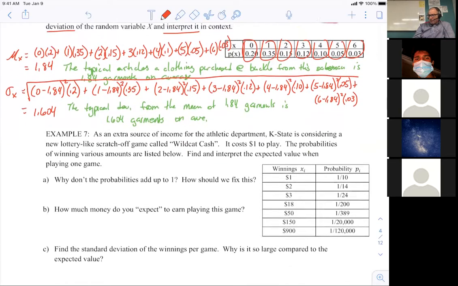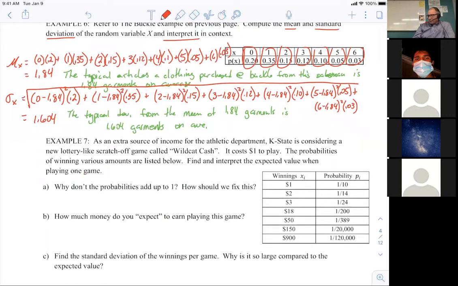This example 7 is very, very similar to that. So as a memory refresher, here we go. As an extra source of income, the athletic department, K-State, is considering a new lottery-like scratch-off game called Wildcat Cash. It costs $1 to play. The probabilities of winning various amounts are listed below. Find and interpret the expected value when playing one game.